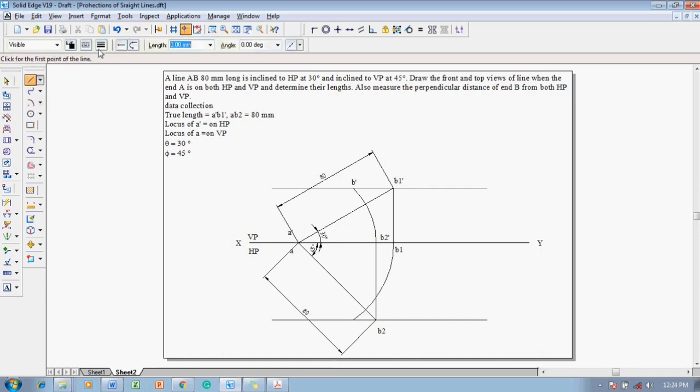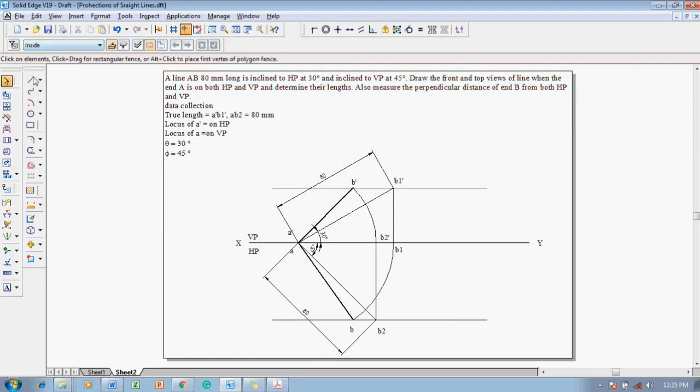Then make use of a line command. With a thickness of 0.5 mm, join A dash to B dash, the end point of an arc. In the same fashion, join A to the end point of an arc, that is nothing but B. Next, using the text command, B dash is already marked. Let me mark the position of B.